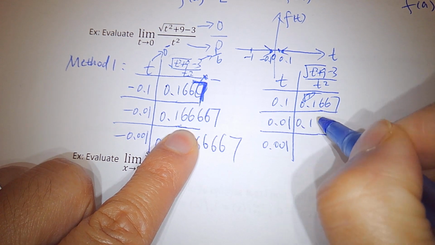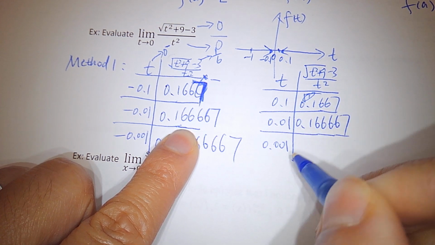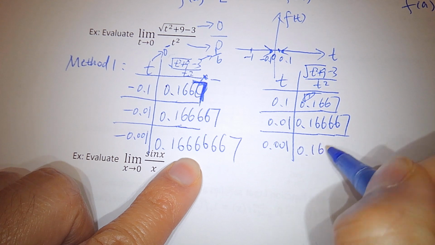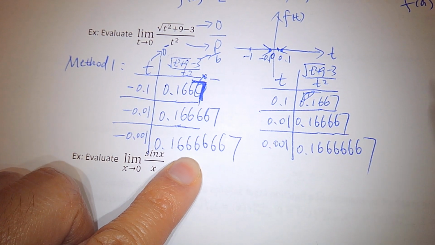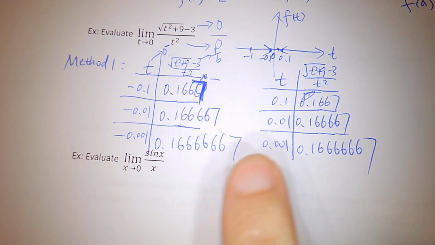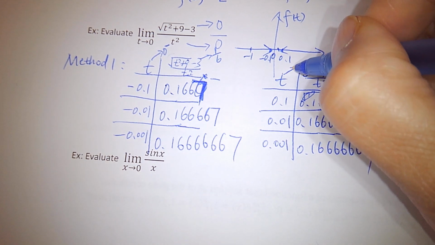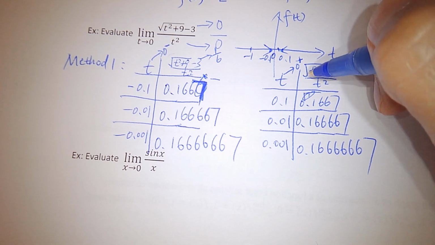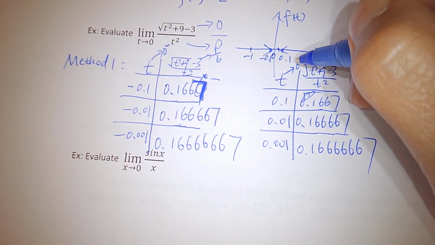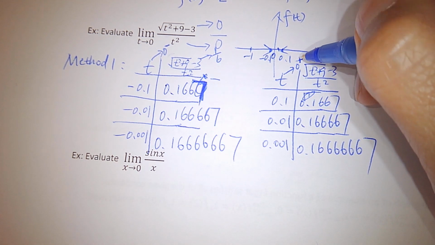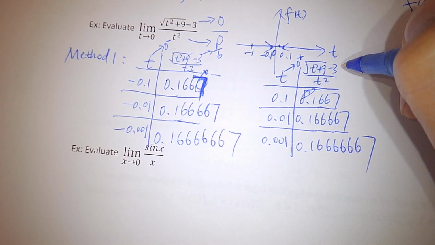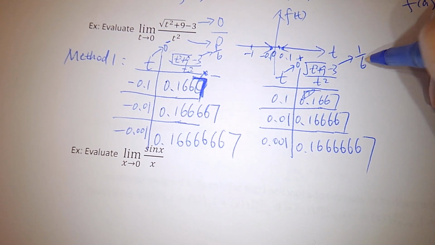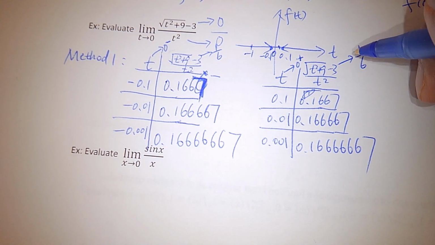This is going to be 0.166667, and this is going to be 0.1666667, okay? So we can see the pattern is the same thing. When t goes to 0 from the right, we use a plus sign on the top right, which means t goes to a number from the right. How about this whole function? It still goes to the fraction 1/6, okay?